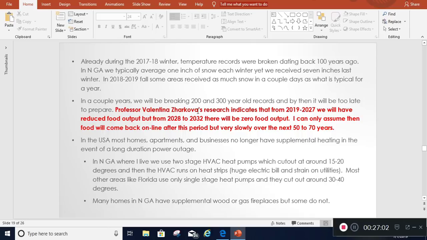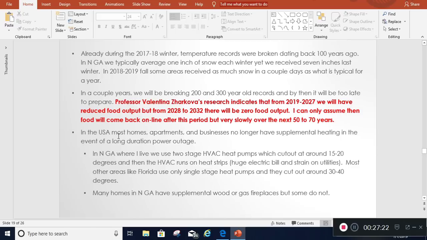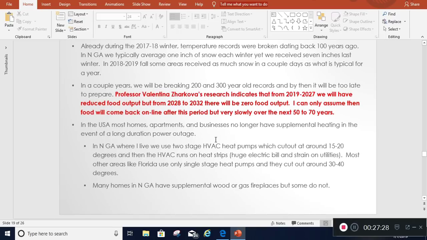Professor Valentina Sargova's research indicates that from 2019 to 2027, we will have reduced food output, but from 2028 to 2032, there will be zero food output. I can only assume then food will come back online after this period, but very slowly over the next 50 to 70 years. In the USA, most homes, apartments, and businesses no longer have supplemental heating in the event of a long duration power outage.